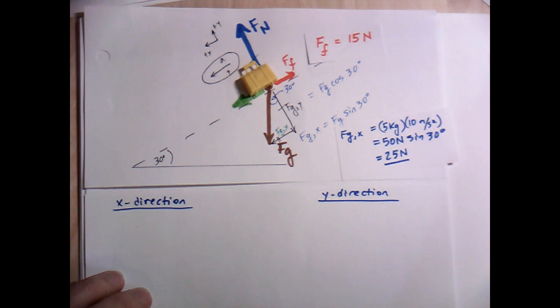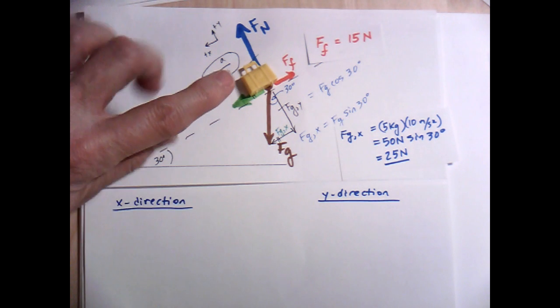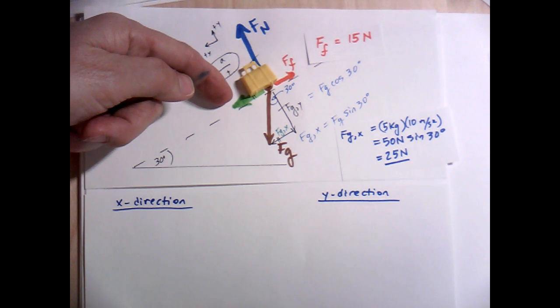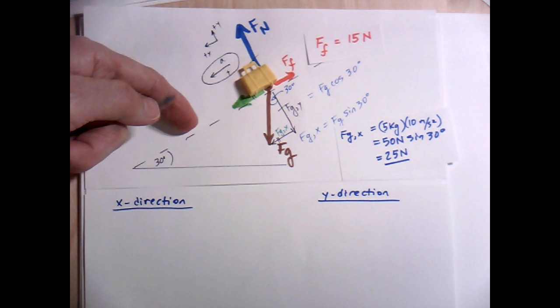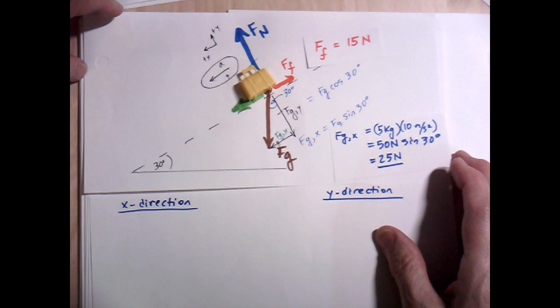We have 25 newtons in the x direction, and that is the force that's actually going to be causing this to slide down the ramp. It's not an applied force, it's gravitational force, but it's acting as if it were an applied force, because it's what's pulling it down the ramp due to gravity.